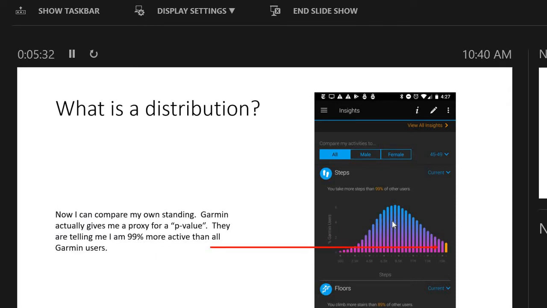So the p-value is what's to the right of me. What percentage of that entire data set's to the right of me? What percentage, what would you say is to the right of me? 1%. 1%, 0.01, that's p.